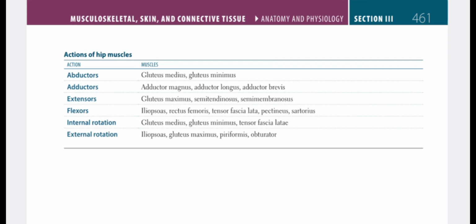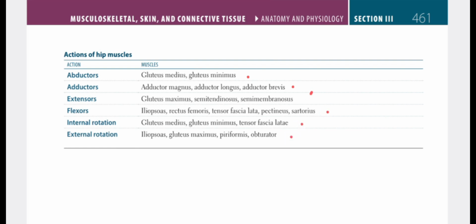So starting with the action of the hip muscles, we need to remember that there are 6 different groups of muscles that are present in the hip region. These involve the abductors, the adductors, the extensors, the flexors, the internal rotators, and the external rotators.